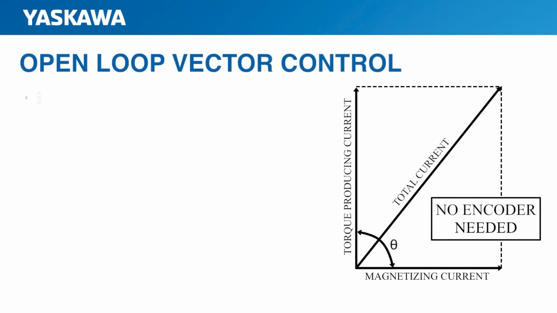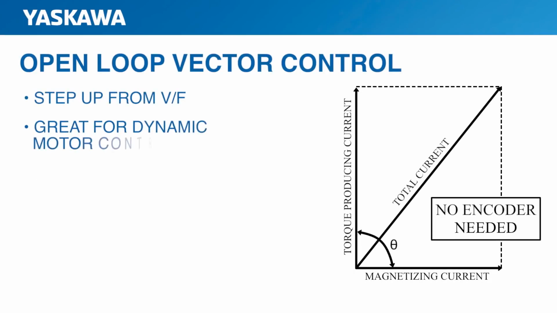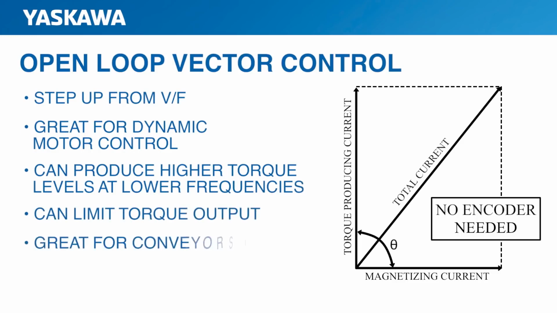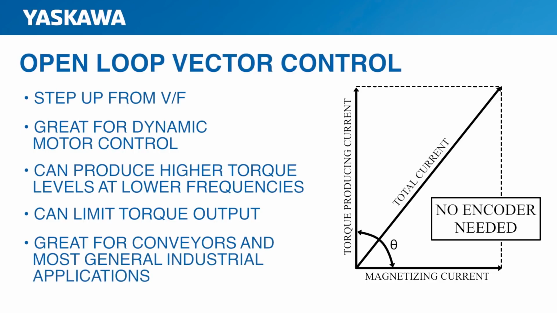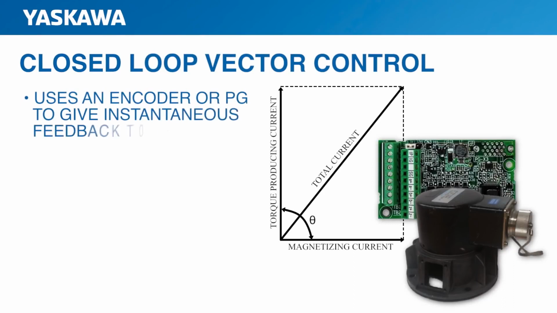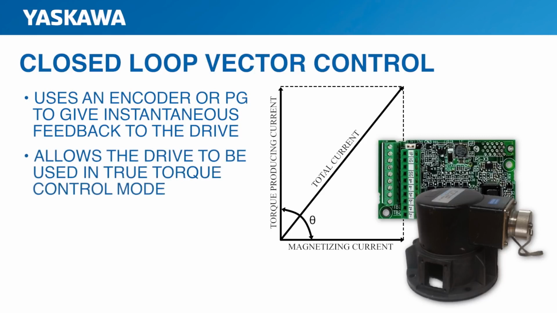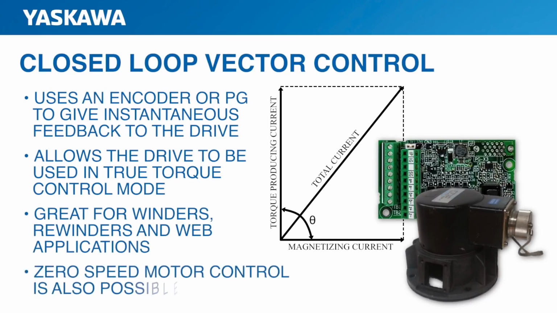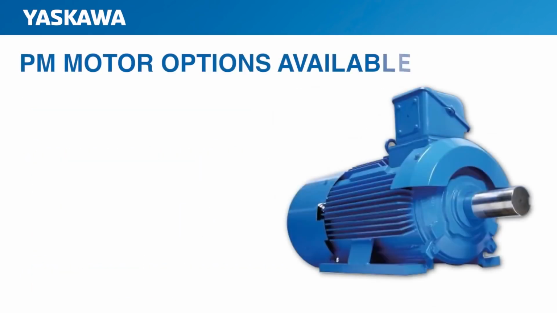Open loop vector control is a step up from VF and is great for dynamic motor control and can produce higher torque levels at lower frequencies. This method can also limit torque output. It's great for conveyors and most other general industrial applications. Closed-loop vector control uses an encoder or PG to give instantaneous feedback to the drive. This allows the drive to be used in true torque control mode. This is great for winders, rewinders, and web applications. Zero-speed motor control is also possible. Control methods available for PM or permanent magnet motors may also be available.